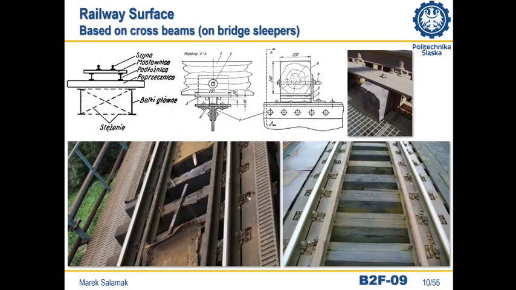Now we'll discuss railway surfaces. To start with an old solution that should no longer be used, it is an open deck or open tracks. You will meet them on many old bridges where the rail is attached to the so-called traverses in the form of large wooden beams.